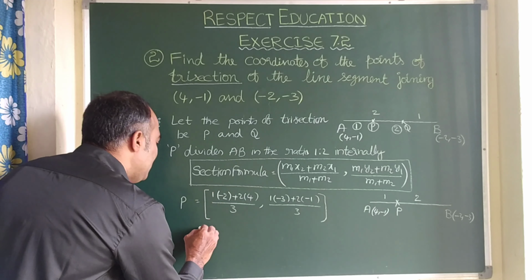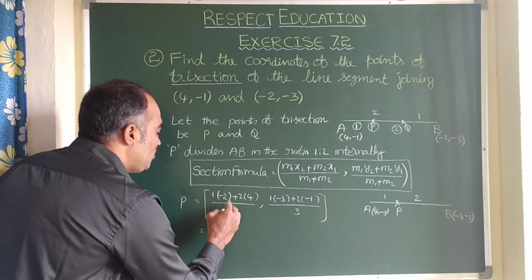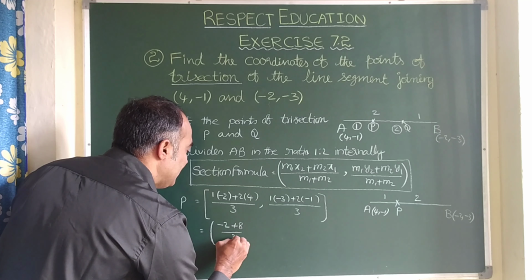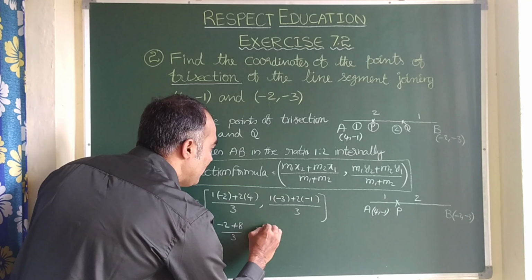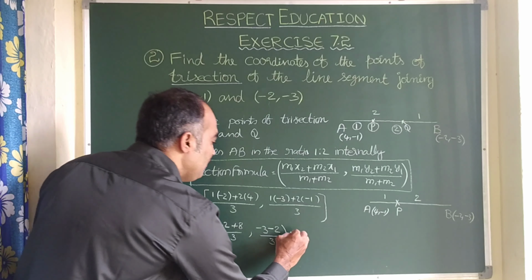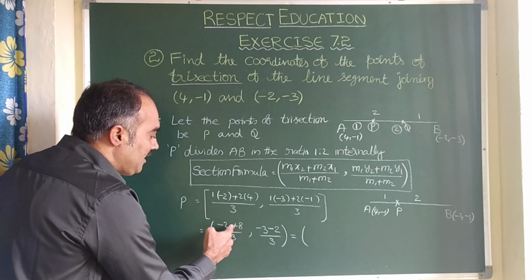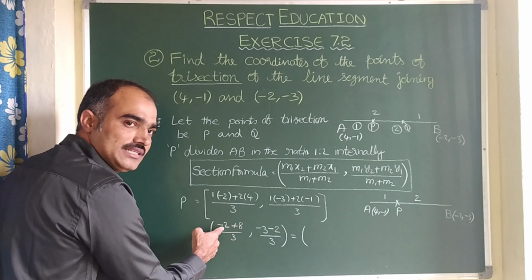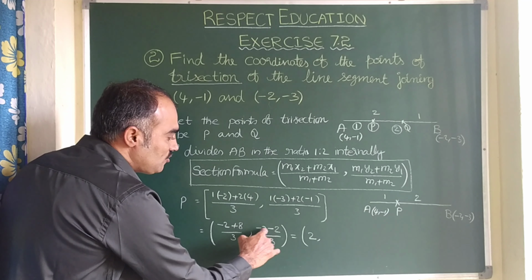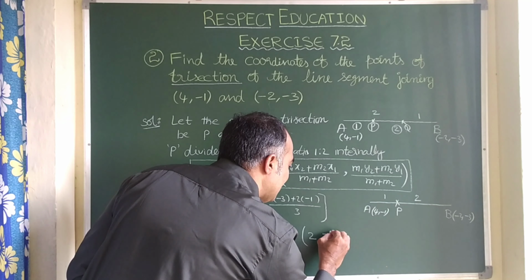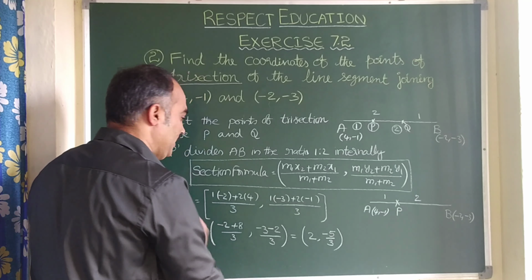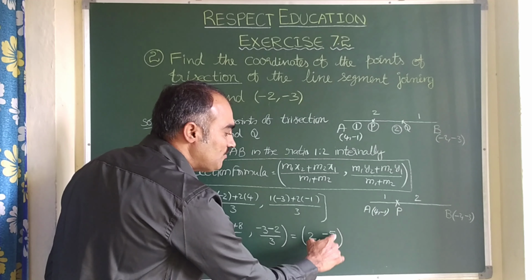Clear? Now let us simplify this. I am going to change the bracket also. 1 into minus 2 is minus 2, plus 2 4s are 8, by 3. Clear? 1 into minus 3, plus and minus, minus 2 1s are 2, by 3. If we simplify, we get the answer. 8 minus 2 is 6, 6 by 3 is 2. Minus 3 minus 2 is minus 5, minus 5 by 3. Therefore, your first answer, that is P, we got as (2, -5/3).